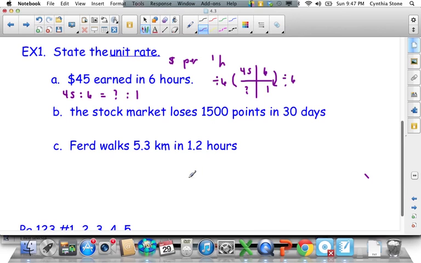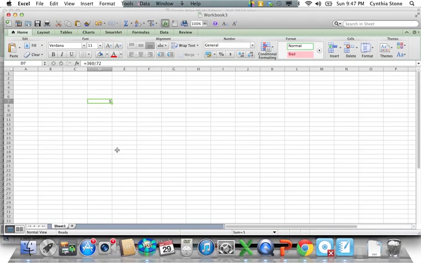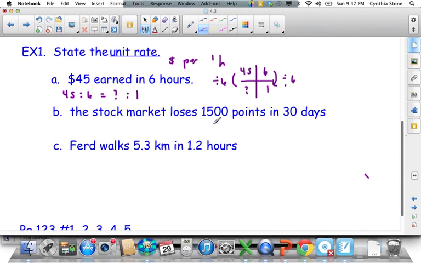And again, I gotta run to my spreadsheet to go 45 by 6 because it's not a nice number. 7.5, so $7.50 an hour. So the unit rate is, okay.